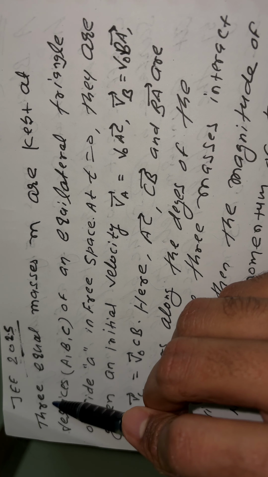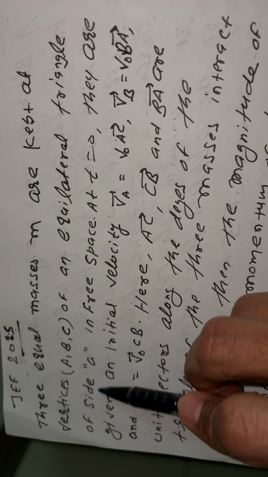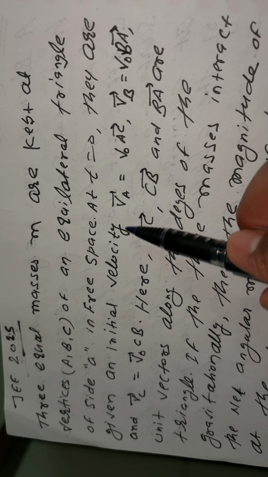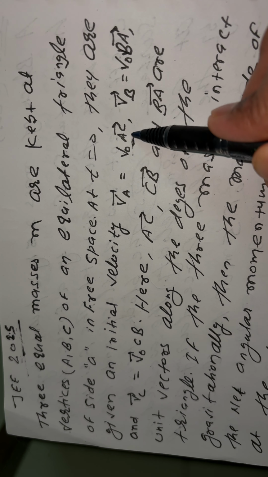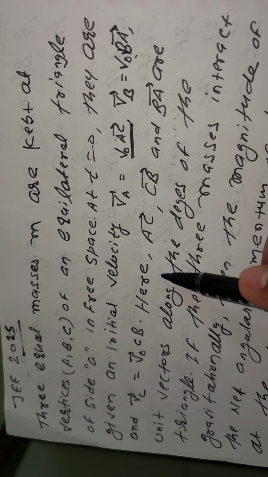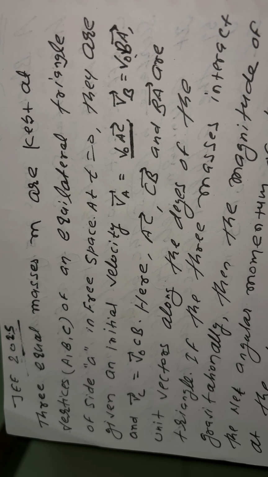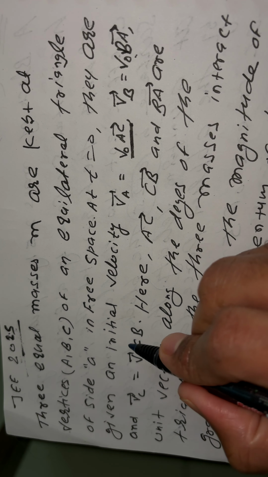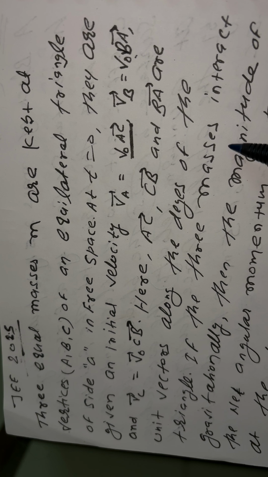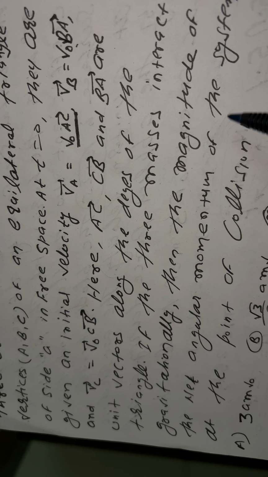The question says: three equal masses M are kept at the vertices A, B, C of an equilateral triangle of side a in free space. At t equals 0, they are given an initial velocity: V_A equals V naught times AC, V_B equals V naught times BA, and V_C equals V naught times CB. Here AC, BA and CB are unit vectors, so the magnitude of each is equal to 1. Along the edges of the triangle, if the three masses interact gravitationally, then we have to find the magnitude of the net angular momentum of the system.